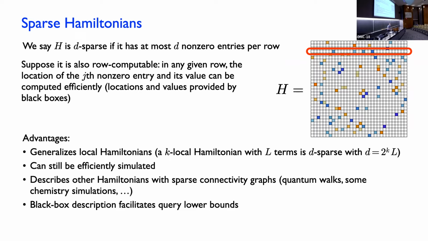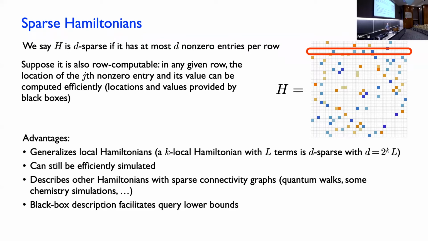And it also, although it includes local Hamiltonians, it includes many more kinds of Hamiltonians. Lots of Hamiltonians that have sparse connectivity graphs, like ones that you might consider in quantum walk algorithms, in some kinds of simulations of quantum chemistry. So it actually does describe Hamiltonians we might like to simulate that go beyond the local ones.